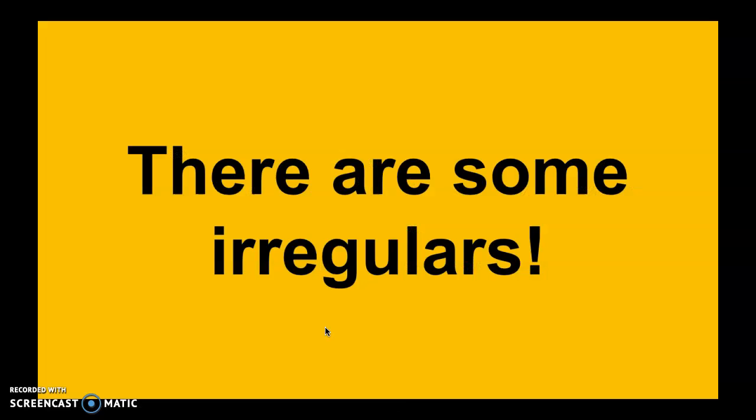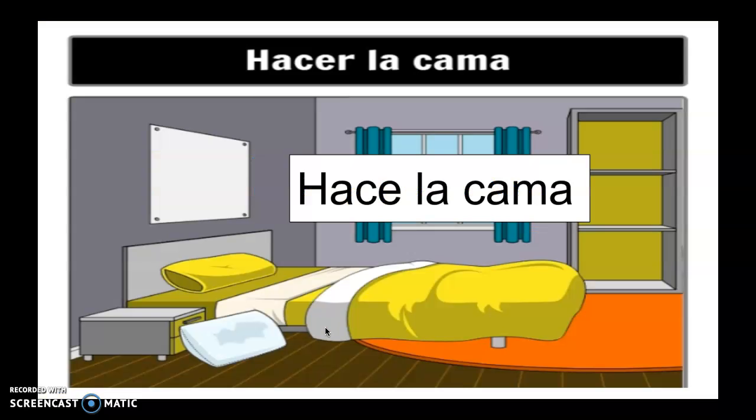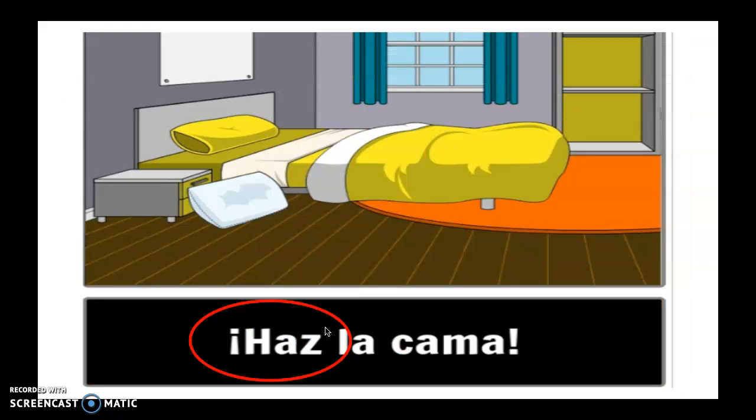There are some irregulars in Español. There always are. So we normally would think, oh, hacer la cama. If I want to tell someone to make their bed, I would say hace la cama. But they don't use that in Español. Instead, they say haz la cama. And they would use the same thing for do your homework, like haz la tarea. Okay?